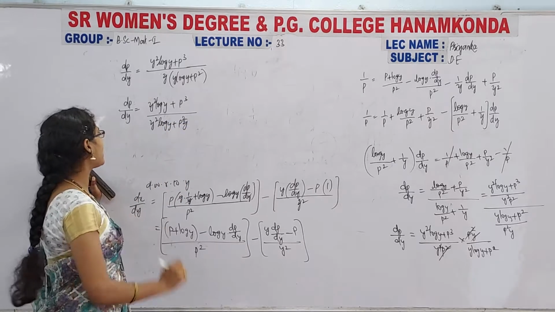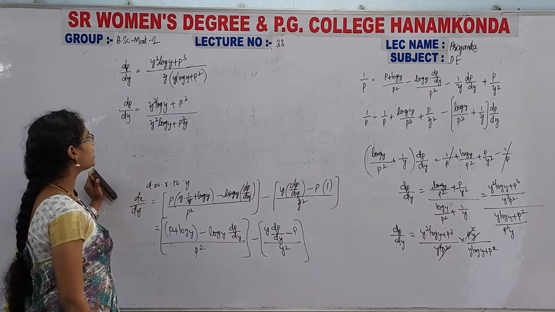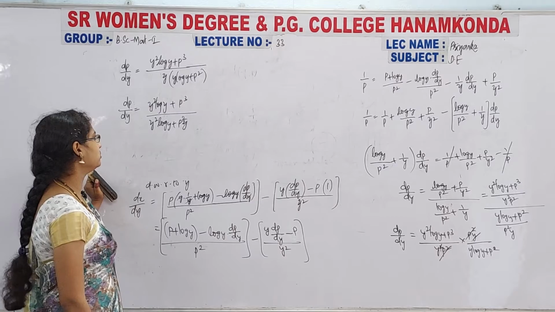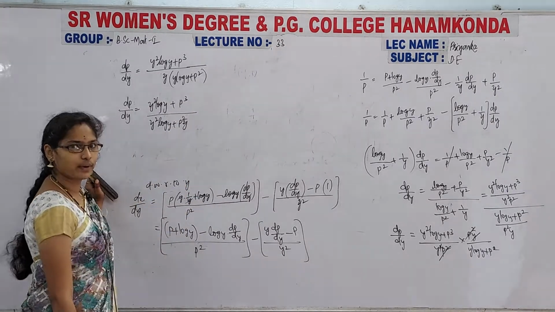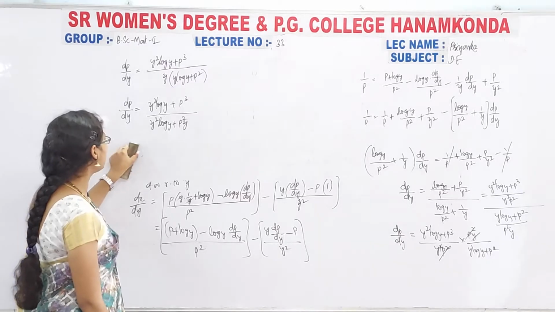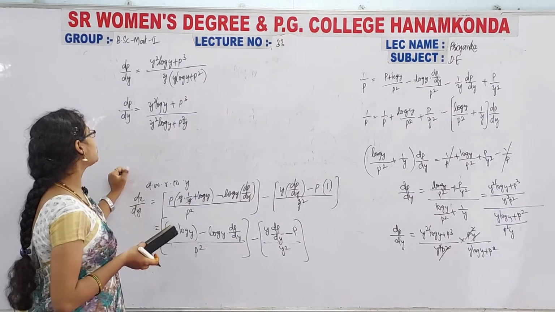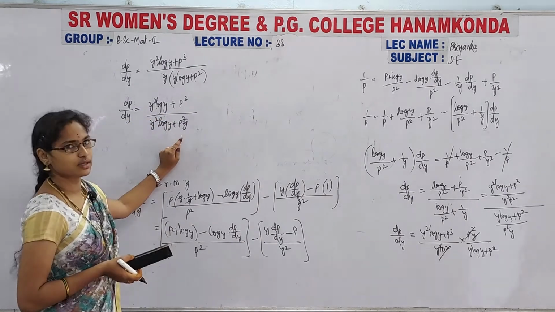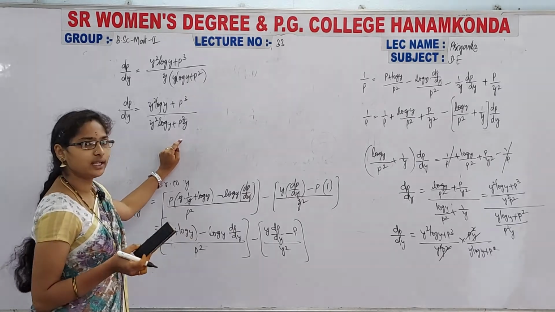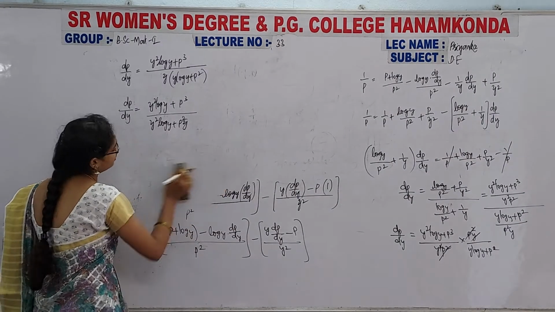Now the first terms are the same, but coming to the next, those terms are not the same. Here we have p cube and here we have p square y. We can observe one thing: here I have y terms and p terms, right? If I had them separately, then we could take the variable separable method, but here we don't have that.